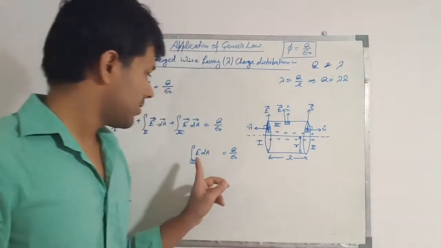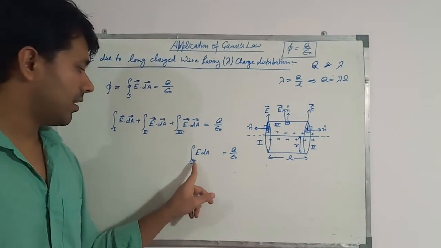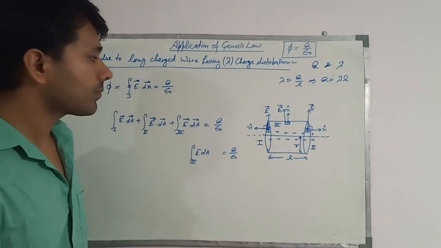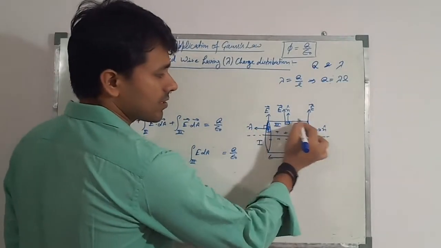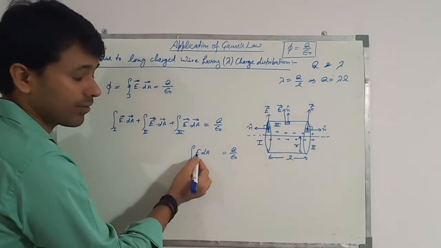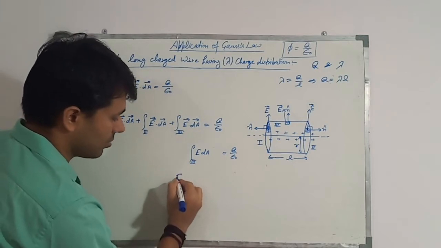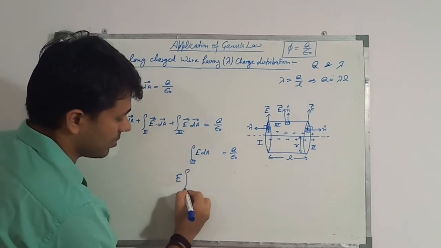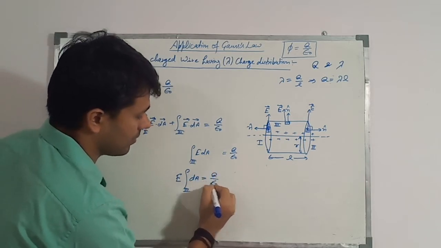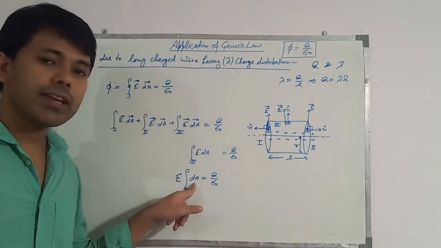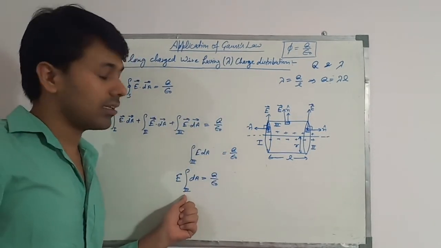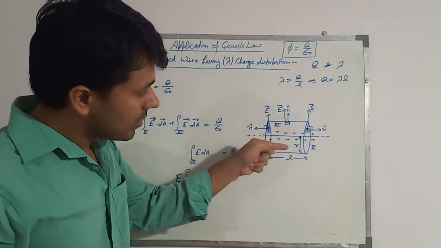The remaining term is the third area, EdA equal to Q upon epsilon naught. As we know that this surface is symmetric, means all over this surface the value of electric field is the same. So it comes out from the integration over the third surface, dA is equal to Q upon epsilon naught. Integration of small area becomes the complete area. And which complete area? Third area, third surface.